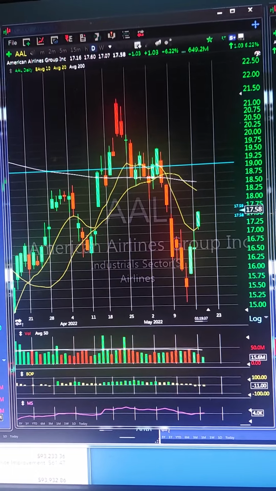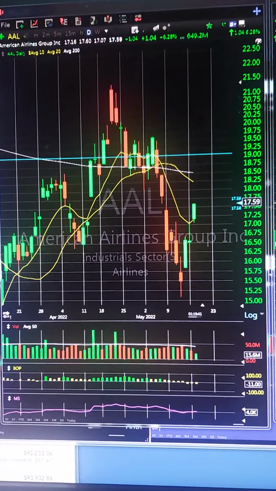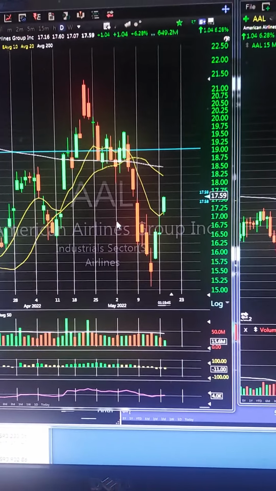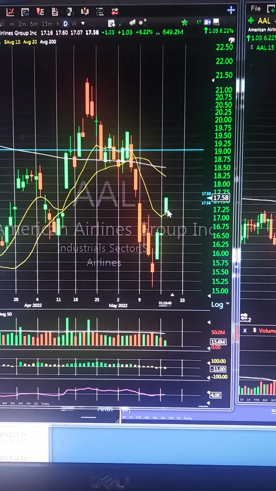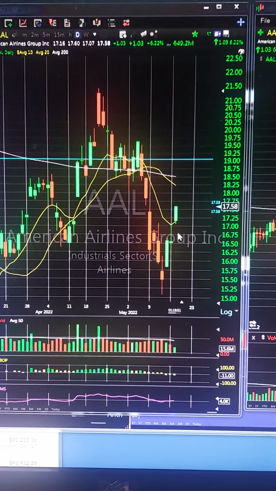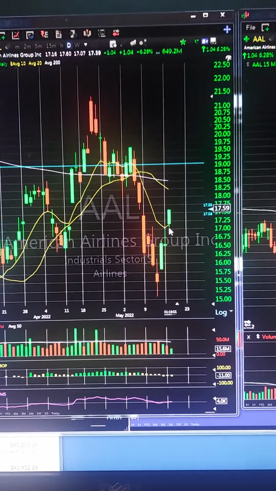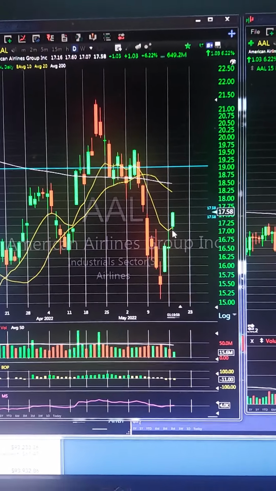All right, it's Tuesday, May 17th, about midday. Just wanted to analyze American Airlines stock, AAL. This is the daily chart. You can see it's moving up nicely today with a big green bar. And I'll go over why it's likely moving higher in the weeks ahead, and I'll show you the setups happening on the various time frames.